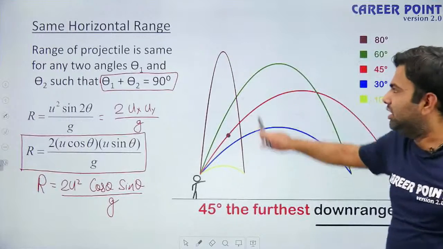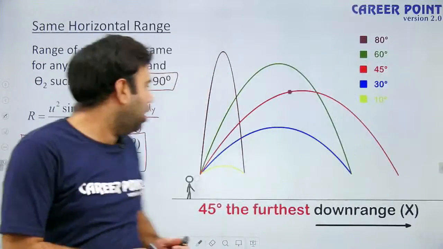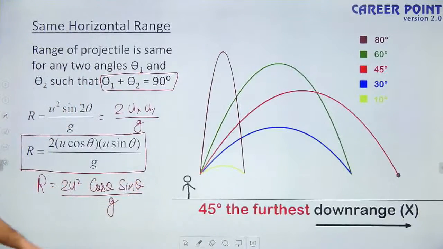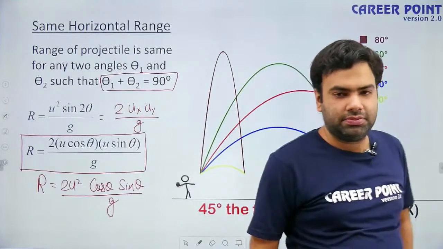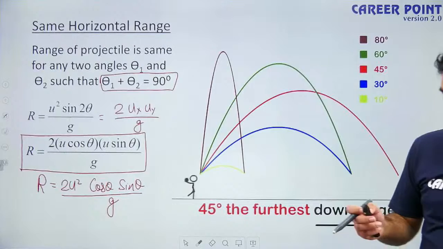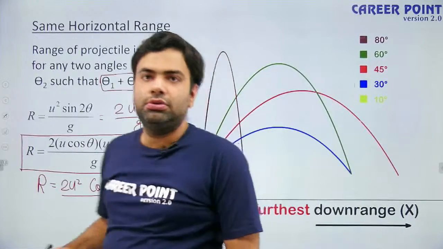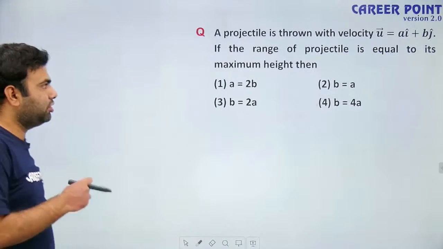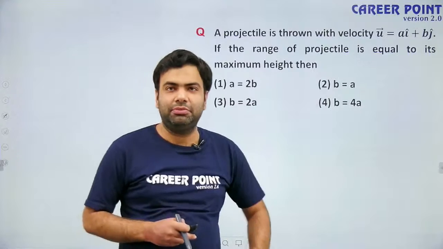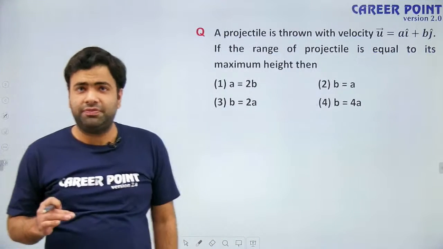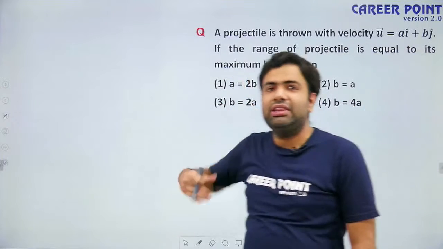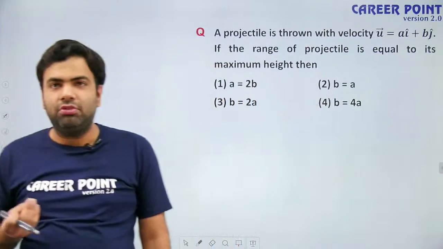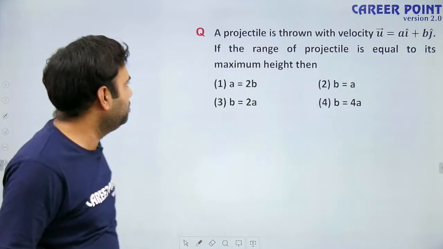Maximum height is dependent on the y component only. So if the y component is greatest, the maximum height is the greatest. Is it clear? Now let's have some questions for practice, because in physics only theory is not sufficient. If you solve some questions related to the theory, that will be beneficial for you. Without questions, theory is of no use.